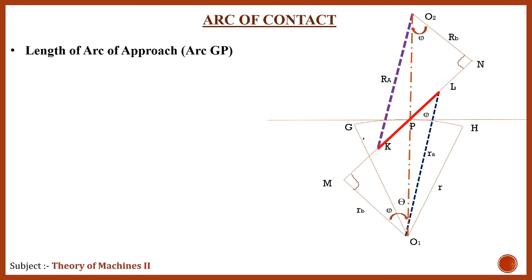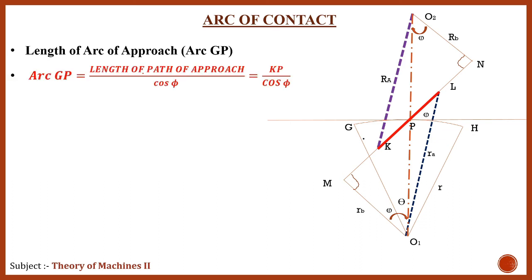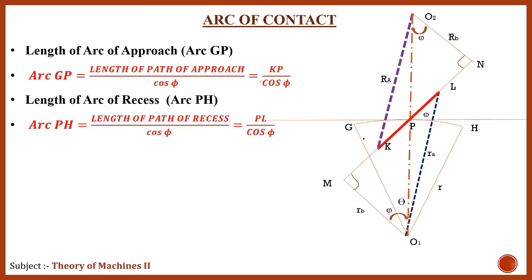Now, we'll consider the expression of the length of arc of approach, which is equal to length of path of approach upon cos phi, which is KP upon cos phi. Length of arc of recess is equal to length of path of recess upon cos phi. Length of path of recess, which is PL, is equal to square root of small r_a square minus r square cos square phi, minus r sin phi. In this way, we calculate the length of arc of recess.